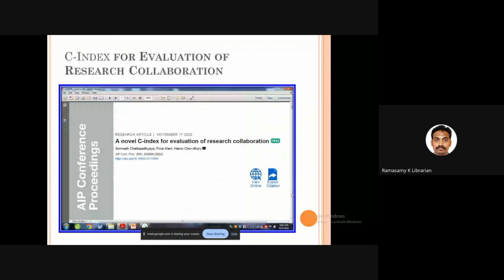Good. Then comes the C index. See, let us not worry about citations. Why should we always take citation into consideration for the purpose of building some indexes? Is there any index where citation is not the tool for measuring the research impact, but some other items are considered? This C index is one such index, which was proposed by Somnath Chattopadhyaya and others.